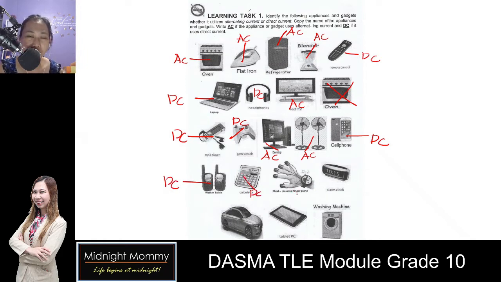Wrist-mounted finger piano. Okay. Battery operated din to, kaya DC. Alarm clock, obviously, DC rin yan. So, bakit may kotse dito? Okay. So, sige, kung car, DC rin to, direct current. Okay, kasi kailangan may battery yung car natin. Tablet PC, ganun din po, DC rin yan. And washing machine, this is AC kasi kailangan natin siyang i-plug.